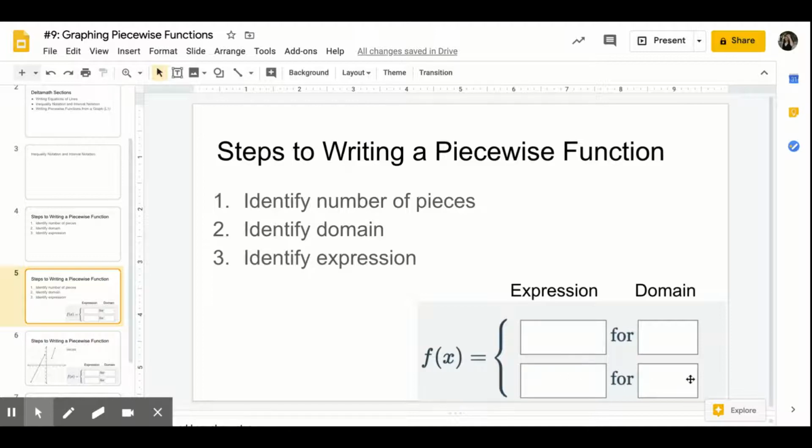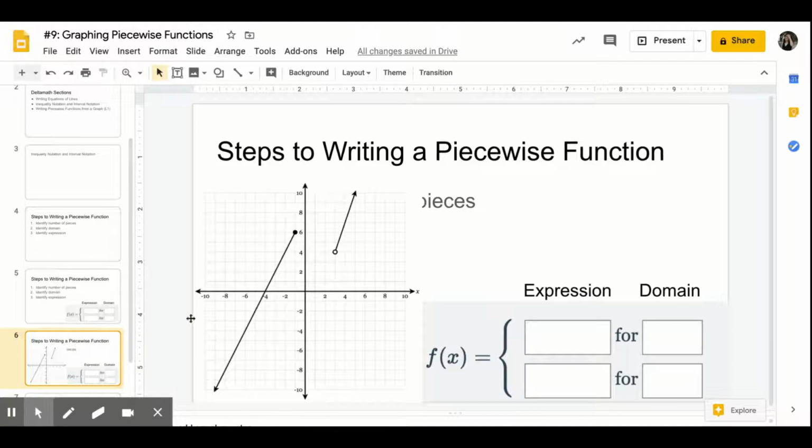Then you are going to identify the domain, which goes right here. This is a screenshot from Delta Math. So this is exactly what it's going to look like. And then you're going to identify the expression that it needs to satisfy. So for example, you will get a graph like this. You are going to see visually on the graph, there are 2 pieces to it. Awesome, we're good. I don't have to add any pieces. Then you're going to look at the domain. So for what x values am I writing a function for? So that's what goes into the right-hand boxes under domain.